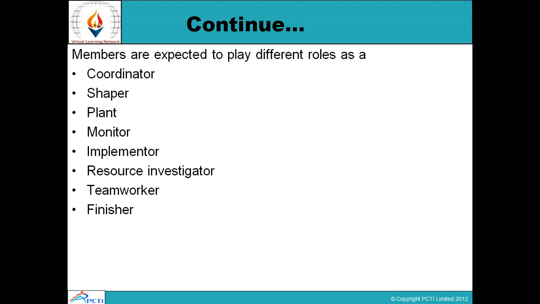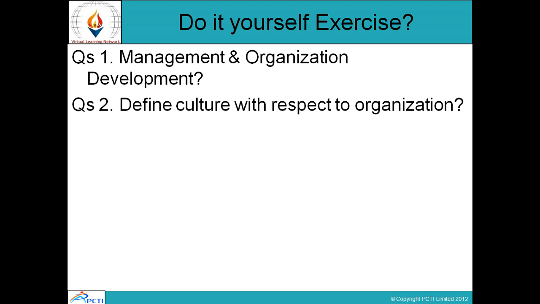Now, our members are expected to play different roles: as a coordinator, shaper, plant, monitor, implementer, resource investigator, team worker, and finisher. They all are the roles that are expected to be played by different members of the same organization.